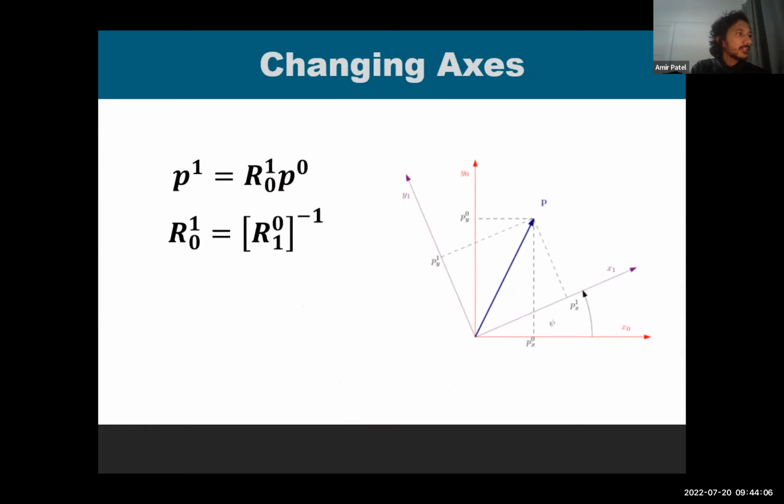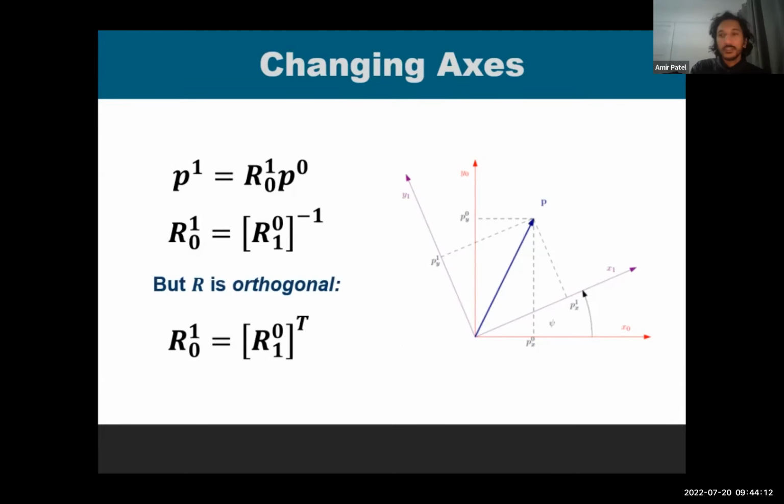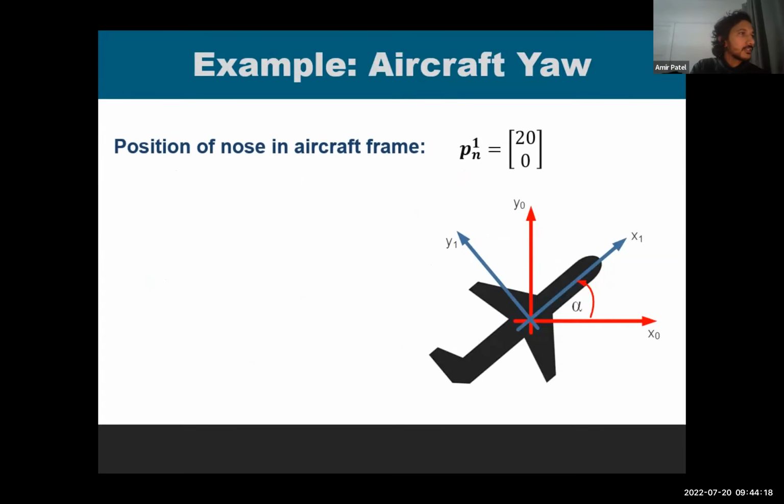So if you want to change axes, we need the inverse of the rotation matrix, and there's a nice property that rotation matrices are orthogonal, so you can just calculate the transpose and it'll give you the inverse. Here's just a quick example. Let's say the position of a nose in an aircraft frame. So let's say that the nose is 20 meters out in the aircraft's x-axis and 0 in its y-axis.